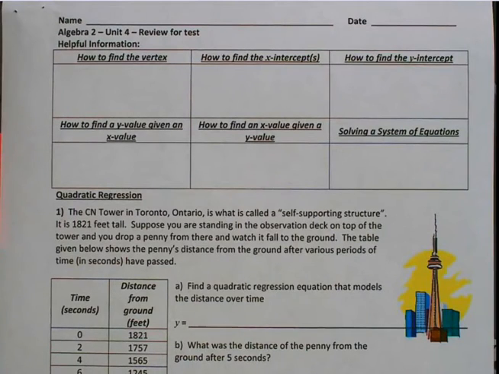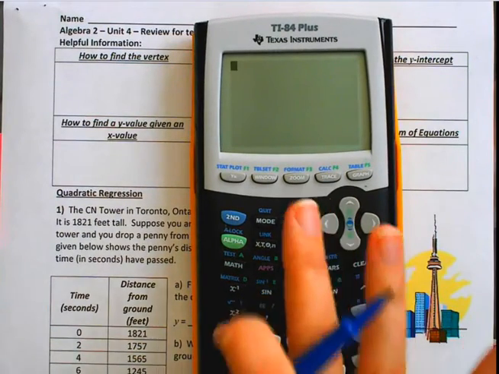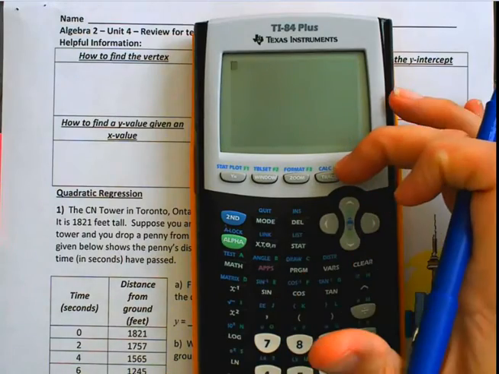Alright, for the unit review, there's a few helpful hints that I want to share with you before we get started. Most of this can be done on the calculator, so if you have a calculator, you're going to want to get it. Okay, so everything for this unit you're going to find under that calc menu.